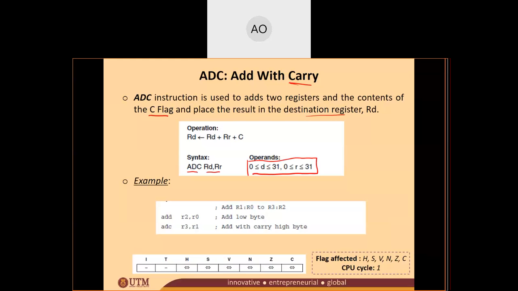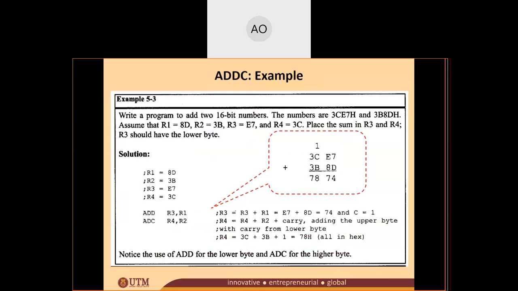If you look at this operation here, you know that RD must be added with RR and with the C flag. You need to see what your C flag is, whether it is 0 or 1. If it is 0, you add 0. If your C flag is 1, then you need to add 1, and put the result in your RD. For this instruction there are 6 flags affected: half carry, sign bit, overflow, negative, zero, and carry flags. Let's look at these examples.